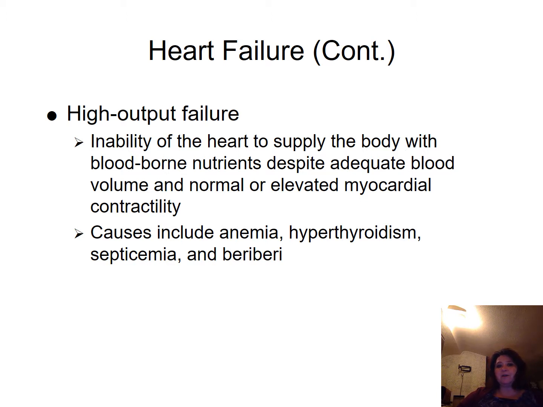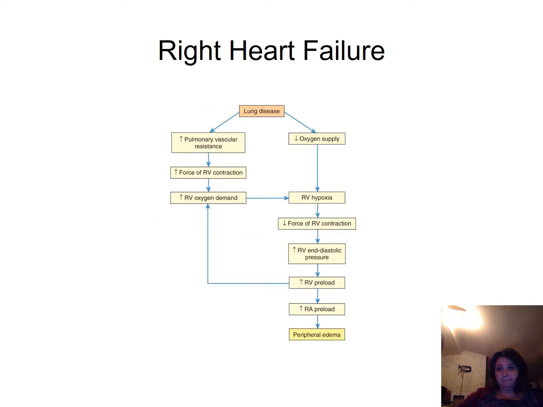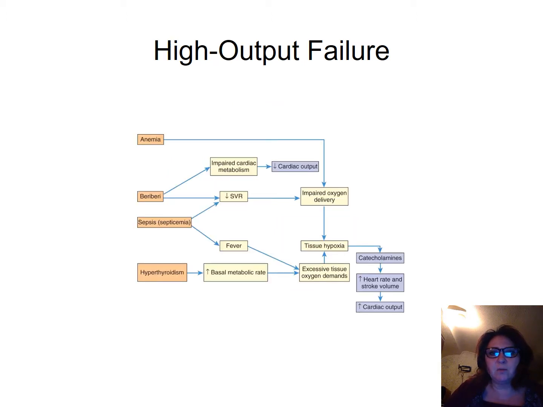High output failure is the inability of the heart to supply the body with bloodborne nutrients despite adequate blood volume and normal or elevated myocardial contractility. You can see this with anemia, hyperthyroidism, septicemia, and beriberi, which is actually a vitamin deficiency. And this slide illustrates right heart failure and high output failure.